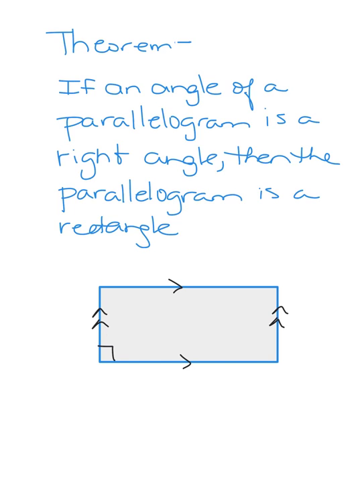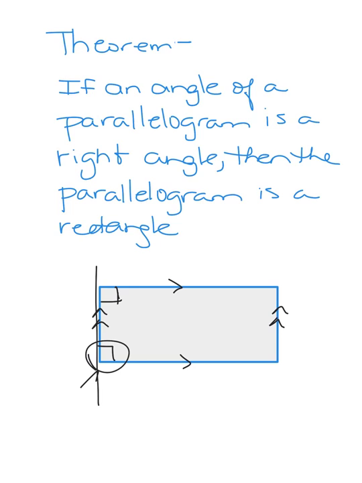We have a few more theorems dealing with these special parallelograms. The first one says if an angle of a parallelogram is a right angle, then the parallelogram is a rectangle. And this is why. So we have one angle already marked as 90. We know that we have opposite sides that are parallel. So we know that same side interior angles are going to be supplementary. So if this angle is 90, that makes this 90, since this would be my transversal here.